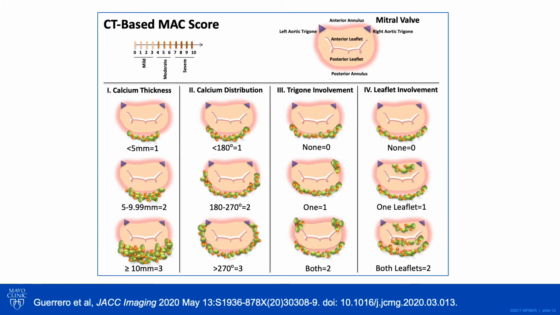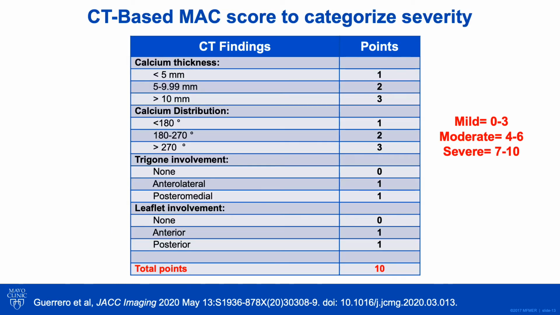One is calcium thickness that you see on the left, then calcium distribution, trigone involvement, and leaflet involvement. And we provide points according to the severity. So for calcium thickness less than 5 millimeters, we assign 1 point. 5 to 10 millimeters is 2 points. More than 10 is 3 points. For calcium distribution less than 180 degrees, we assign 1 point. 180 to 270 is 2 points, and more than 270, we give 3 points. And then 1 point for each trigone involvement, and 1 for each leaflet involvement, anterior or posterior. So the total score is 10 points.